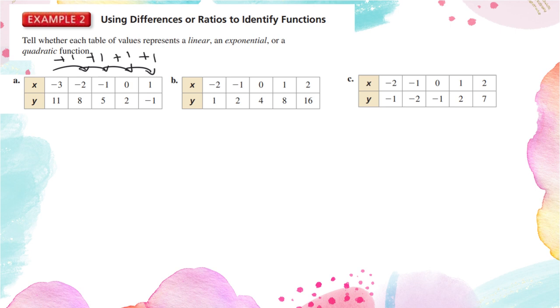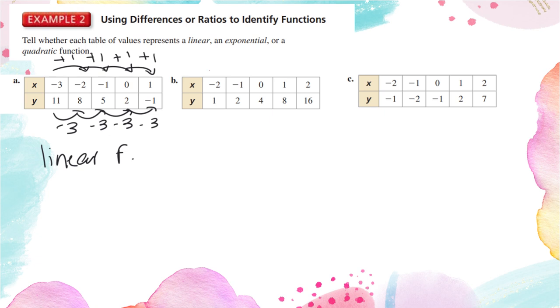In y, between 11 and 8, we have negative 3. 8 and 5, negative 3. 5 and 2, negative 3. And 2 and negative 1, we have negative 3. Therefore, remember what we said previously, it is the first difference, which is basically where you're adding negative 3. So this is going to be a linear function.